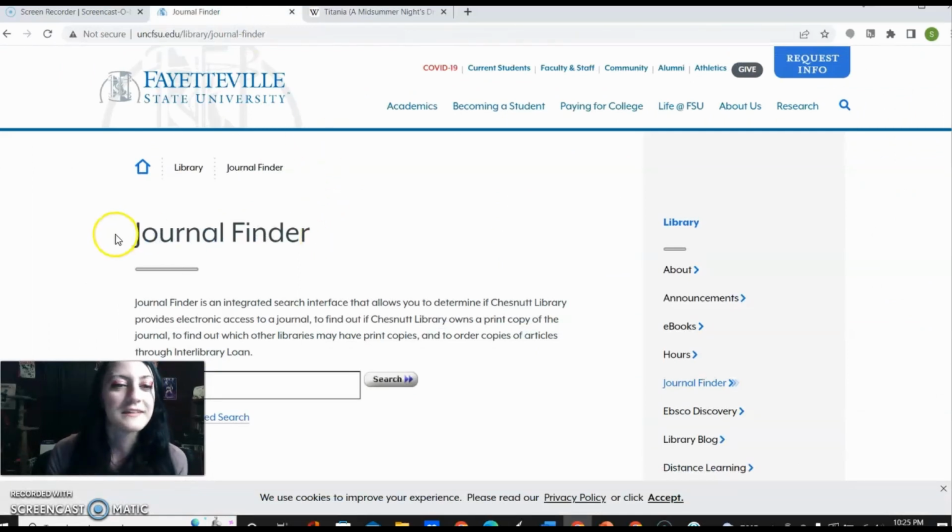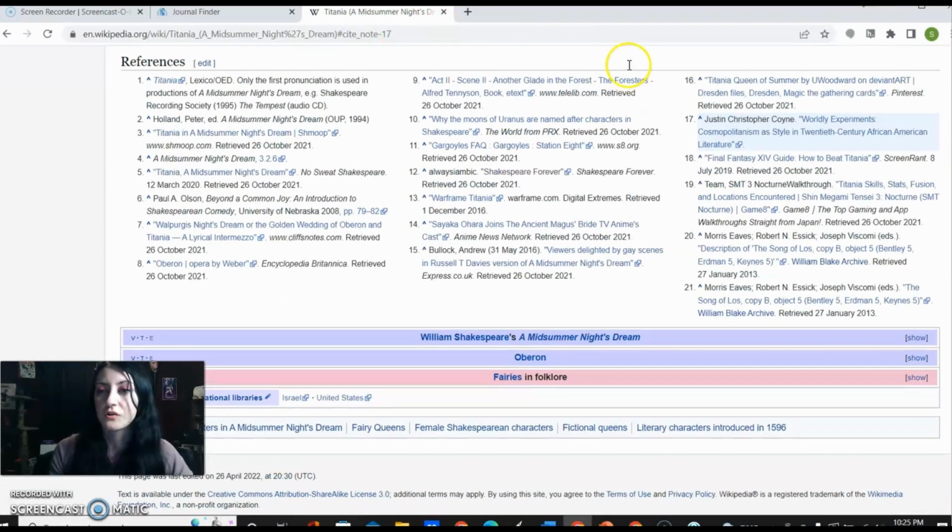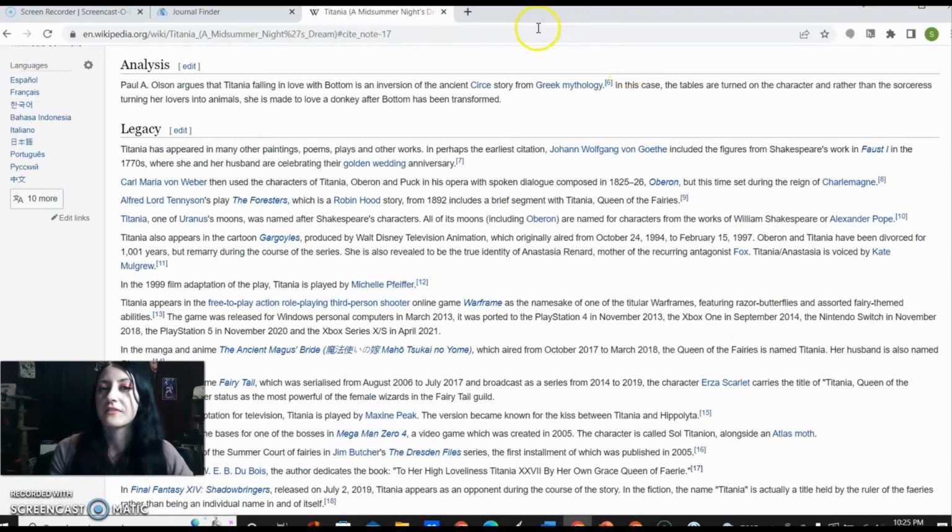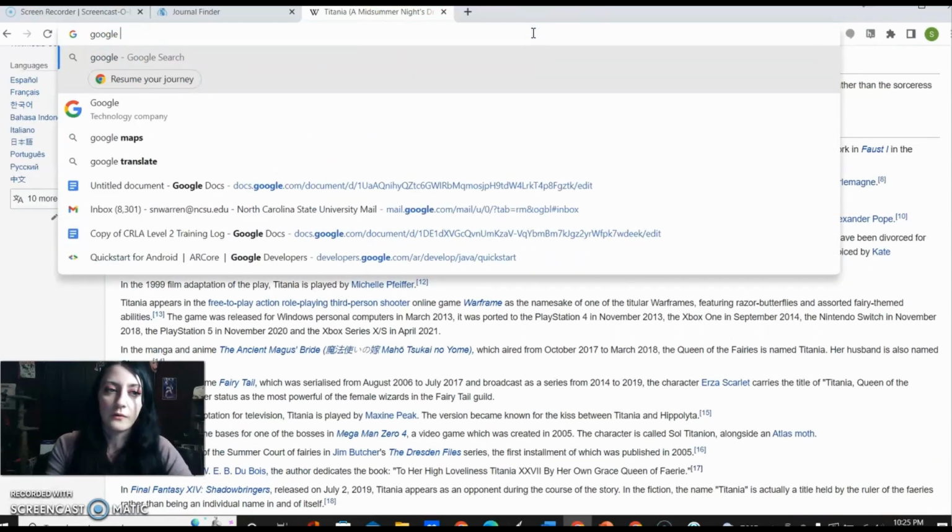We're at Fayetteville State, so we'll use Fayetteville State. And let's use the journal finder. They kind of have what Google has, which was that plus and minus sign searching. And Google has the same thing. Let me show you that real quick.